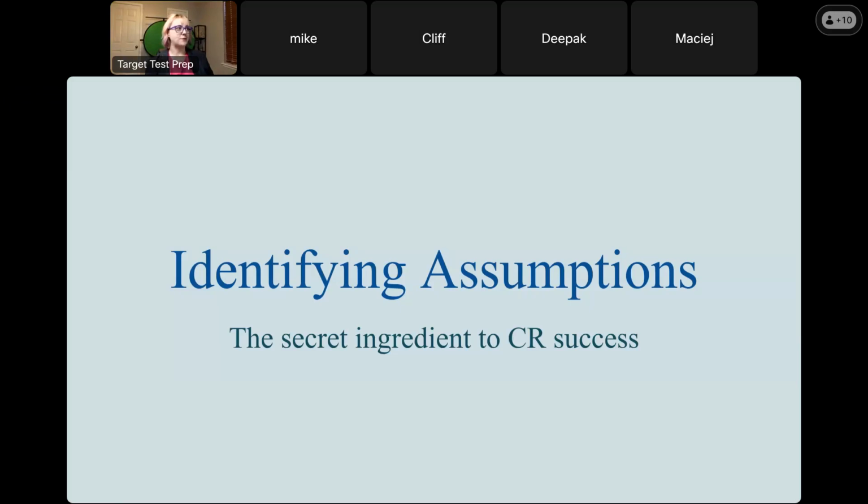Okay, and can everyone see my screen? Awesome, awesome. Okay, let's get going. We're talking about identifying assumptions. So we're going to talk a little bit about assumptions, and then we're going to do some practice questions and talk through the answers. So let's get started.